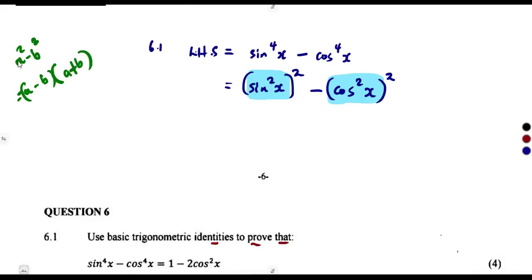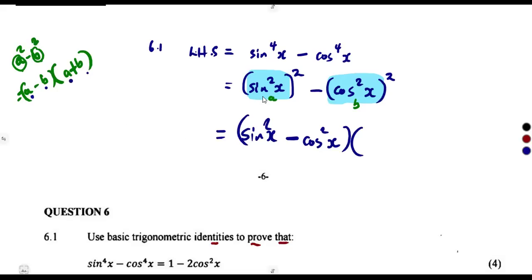A here, this is your A, this is your B. A minus B, A plus B. So this is what we have. This is our A, this is our B. So we're going to have A minus B: sine squared x minus cos squared x. That's A minus B. Into what? A plus B. This one plus this one: sine squared x plus what? Cos squared x. A plus B. This is our case. So understanding this, guys, is very, very important.